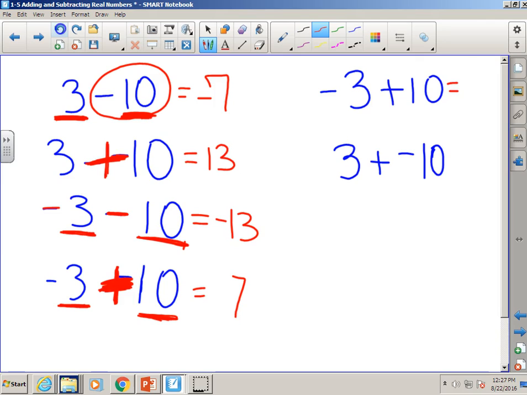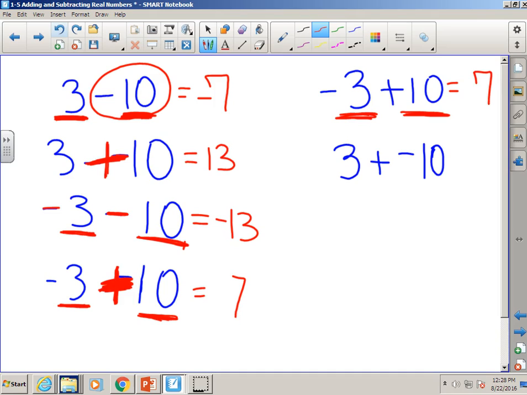Next one over here. Do we have any double negatives to take care of here? Nope. So we have a 3 that is from the negative gang. We have a 10 that's from the positive gang. Same gangs or different gangs? Different. Fight or get together? We're going to fight because they're different gangs again.